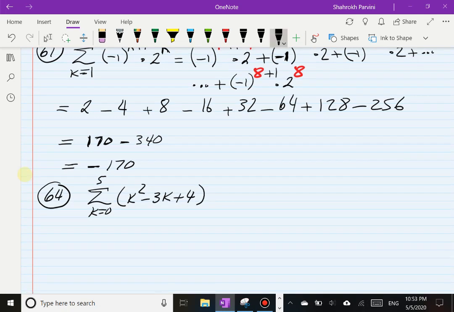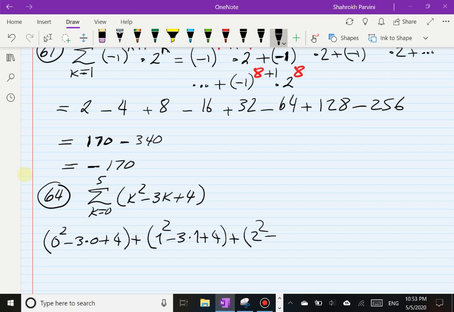So I'm going to need 5 of these, right? So it's going to be k begins with 0. So that's 0 squared minus 3 times 0 plus 4, plus 1 squared minus 3 times 1 plus 4, plus 2 squared minus 3 times 2 plus 4, plus 3 squared minus 3 times 3 plus 4, right? Oh, notice by the way, your lower limit starts with 0, not 1 this time. So there are actually 6 terms in this one, right? Because we start with 0.